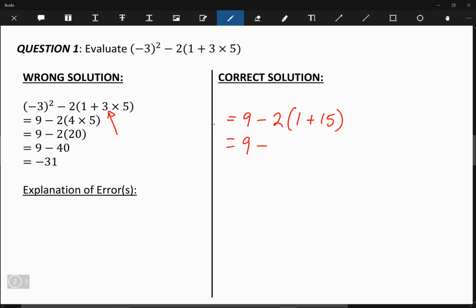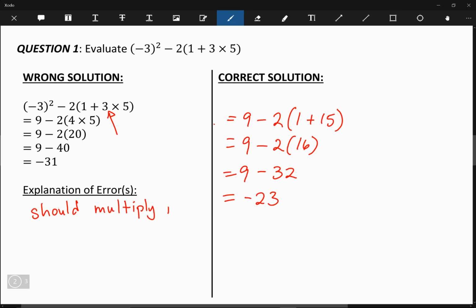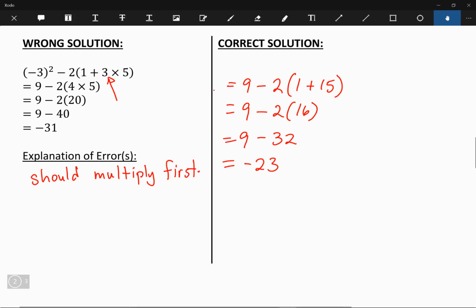So you do 9 minus 2 times 16, and then you do your multiplication. So 9 minus 2 times 16, which is 32, and then do your subtraction. So 9 minus 32 is negative 23. Okay, so the explanation should be that they should multiply first. Okay, so let's go to the next one.